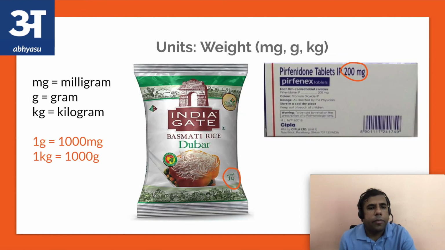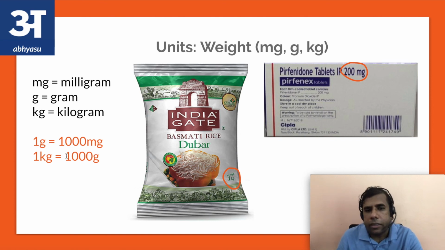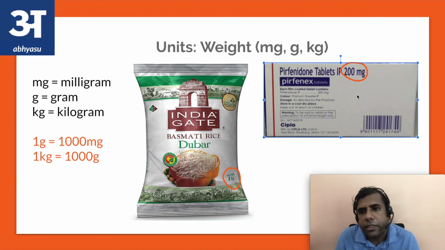Now let's look at how we measure weight. So we looked at distance, we looked at volume, now let's look at weight. Weight is measured in milligrams, grams or kilograms. Again, similar to what we had seen earlier, 1 gram is 1000 milligram and 1 kilogram is 1000 gram. On the rice packet, you will typically see markings in kilograms, like 1 kilogram, 5 kilogram, 10 kilogram, etc. On medicines, they have a very small amount of medicine, so you will see markings typically in milligrams. Like in this particular case, it's 200 milligram.